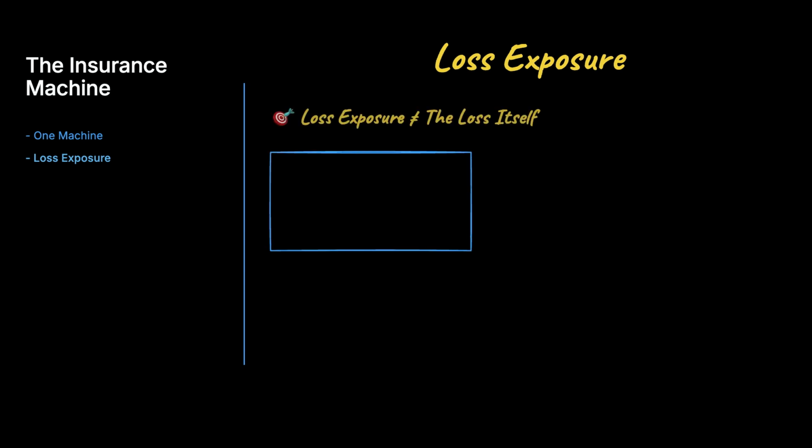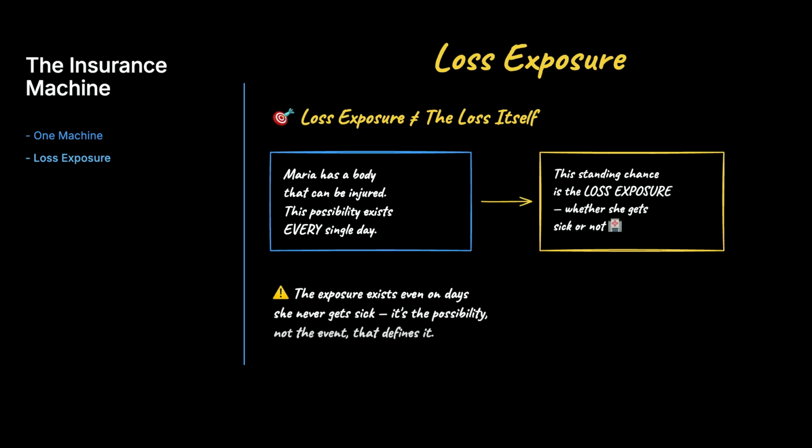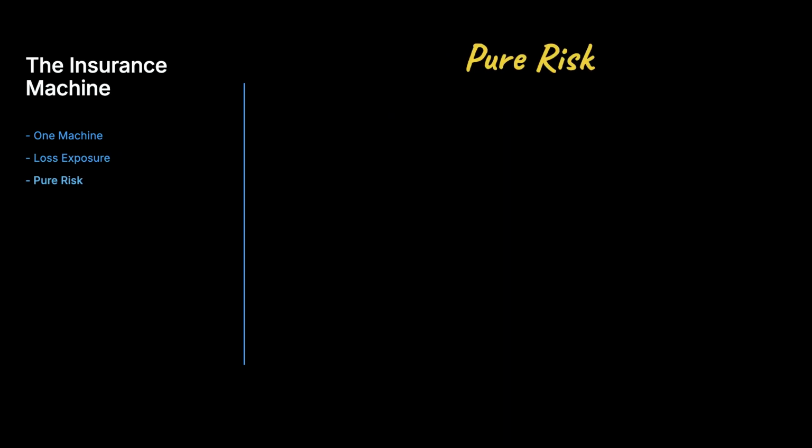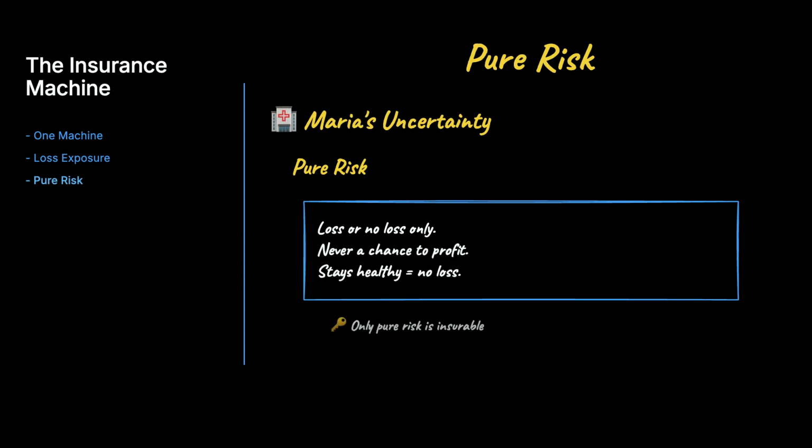That chance sitting in Maria's life is a loss exposure. Notice it exists every day, whether or not she ever gets sick. This is where people stumble, so let me be blunt. A loss exposure is not the loss itself. It is the standing possibility of loss present the moment she has a body that can be injured. Nobody knows if or when Maria will need expensive care, and that uncertainty is the definition of risk.